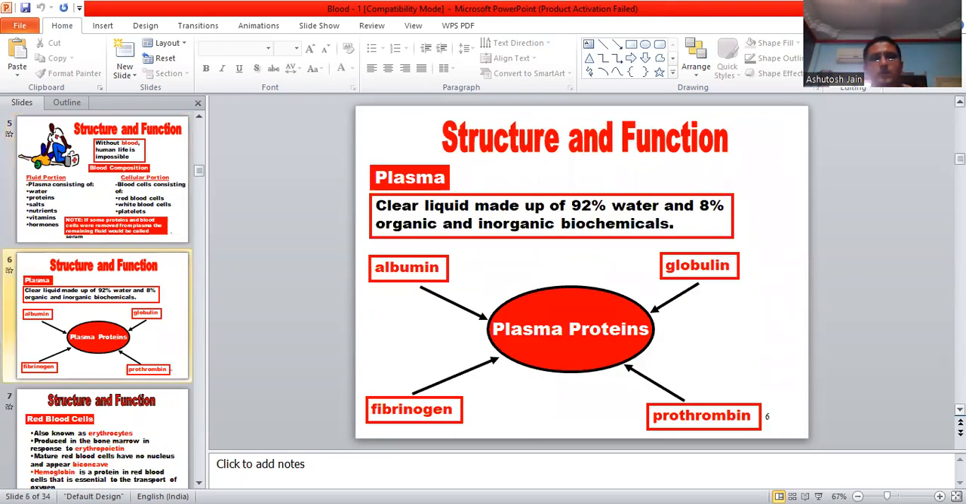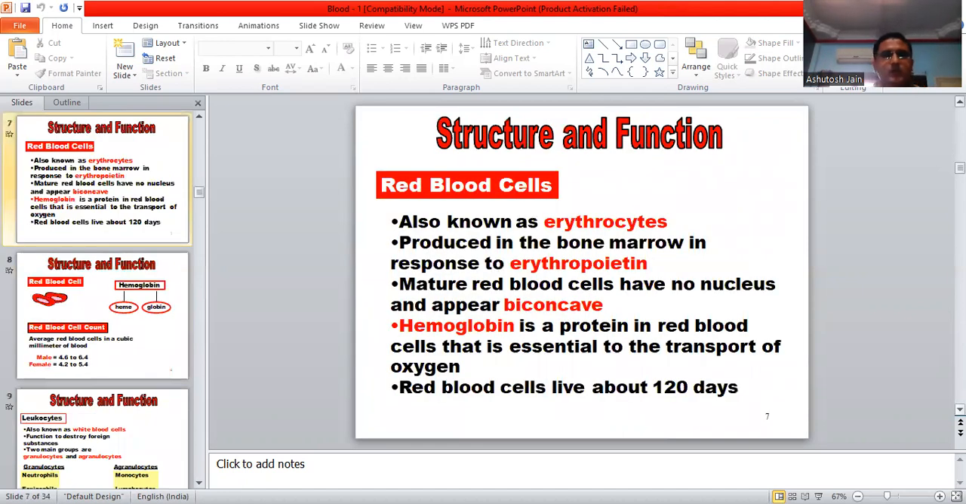Structure and function. Plasma is a clear liquid made up of 92% water and 8% organic and inorganic biochemicals. In the center, you are seeing the plasma proteins, and other plasma proteins are albumin, globulin, prothrombin, and fibrinogen. Red blood cells, also known as erythrocytes, are produced in the bone marrow in response to erythropoietin. Mature red blood cells have no nucleus and appear biconcave. Hemoglobin is a protein in RBCs that is essential to the transport of oxygen. Red blood cells live about 120 days.